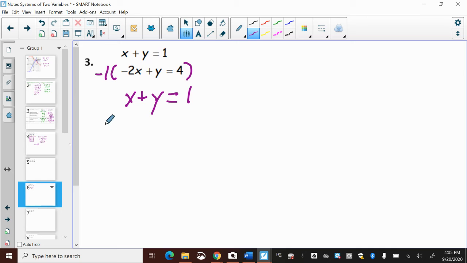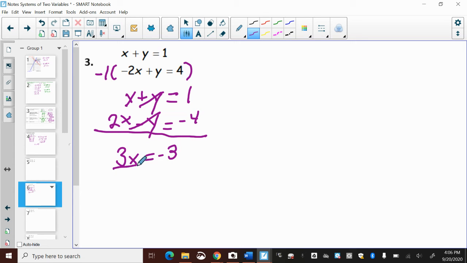A negative times a negative would get us a positive 2x. A negative times a positive here is going to get us negative y. And a negative times positive on the other side gets us negative 4. When I go ahead and combine by adding these two equations together, the y terms will cancel out. We get 3x is equal to negative 3. Dividing each side by 3, and I find x to be negative 1.